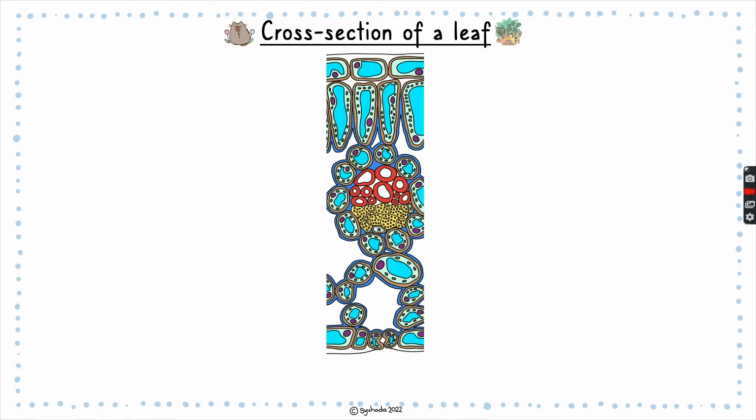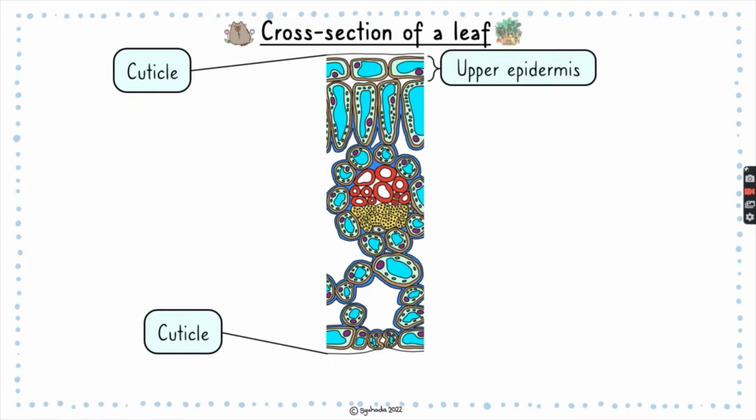So let's look at the cross-section of the leaf over here. It's very, very detailed. You do have a few layers. So let's start off with the top layer. That line over there is called a cuticle. And if you look at the bottom here, you can also see that they have a cuticle at the bottom of the leaf as well.